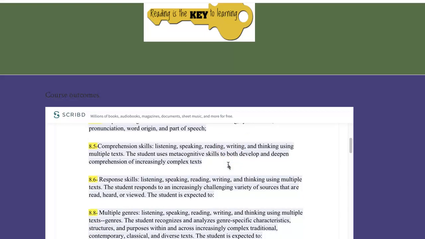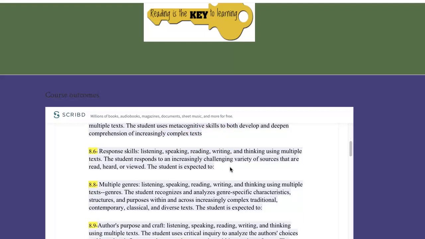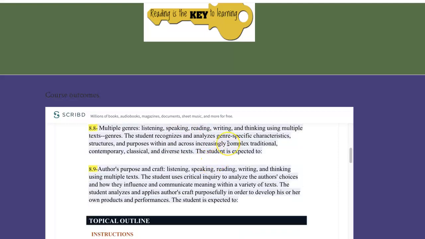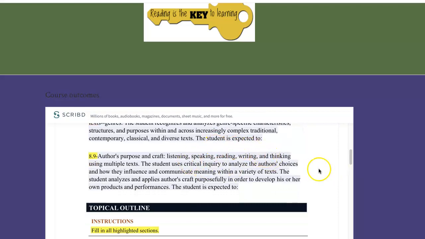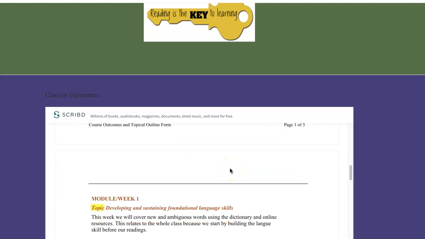My second TEK was inferencing, so comprehension skills to develop comprehension of increasingly complex text, response and reading skills with a variety of sources that are read, heard, and viewed. Learning multiple genres, recognizing and analyzing genre-specific characteristics and the purposes within those complex, traditional, contemporary, classical, and diverse texts. And my last outcome was finding the author's purpose in craft.